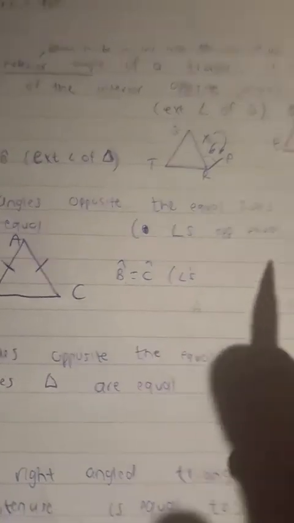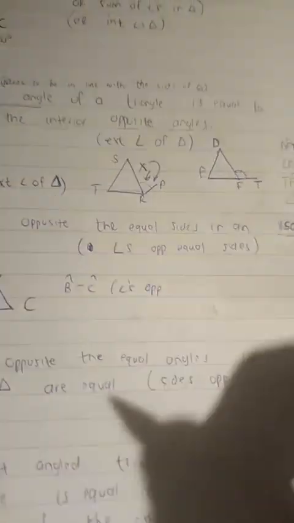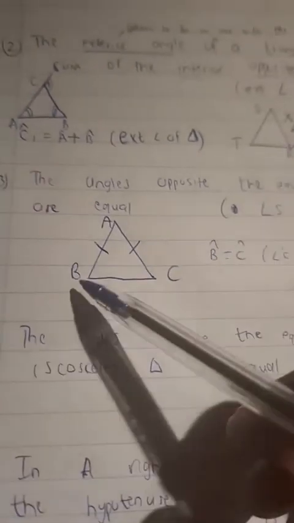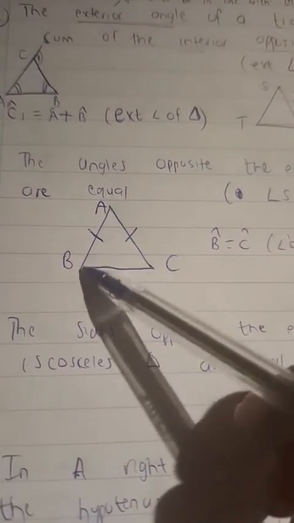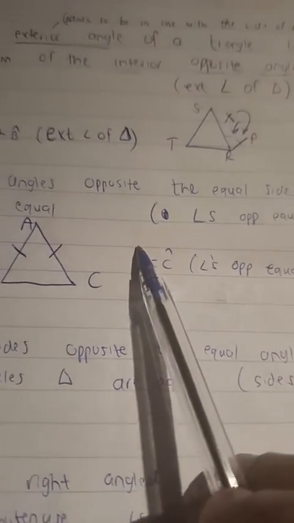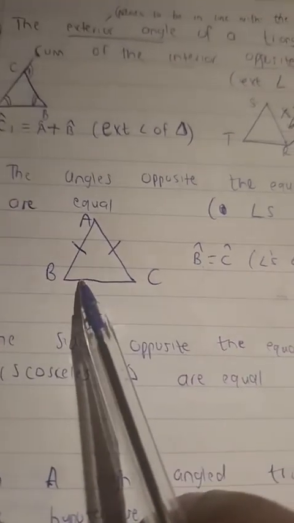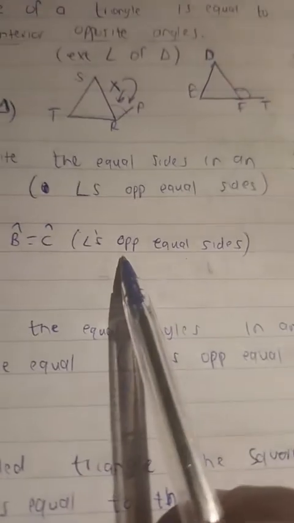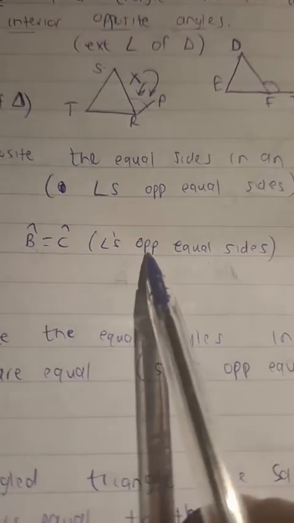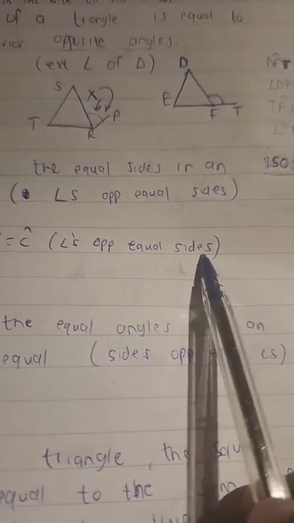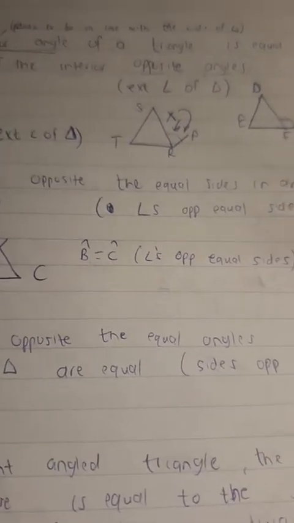All right, why? Because the angles that you've just identified are opposite equal sides, and the sides that are equal have already been marked. It's AB and AC. So we say angle B is equal to angle C. This angle is equal to that angle. What is our reason? Angles opposite equal sides. That would be our reason for saying that.